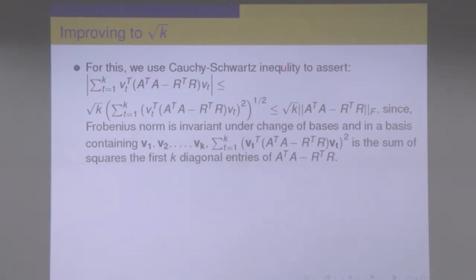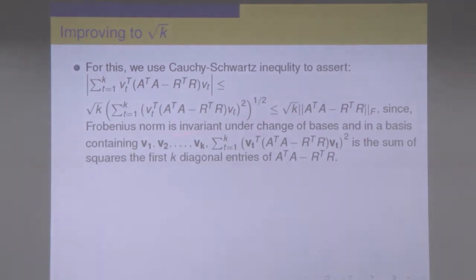So for this, we use Cauchy-Schwarz to assert that that is less than or equal to that. That's just the sum of k real numbers. These are real numbers. So that's less than or equal to the sum of squares, then a square root, and then a root k at the top. Now what is this? I claim that that's at most the Frobenius norm.